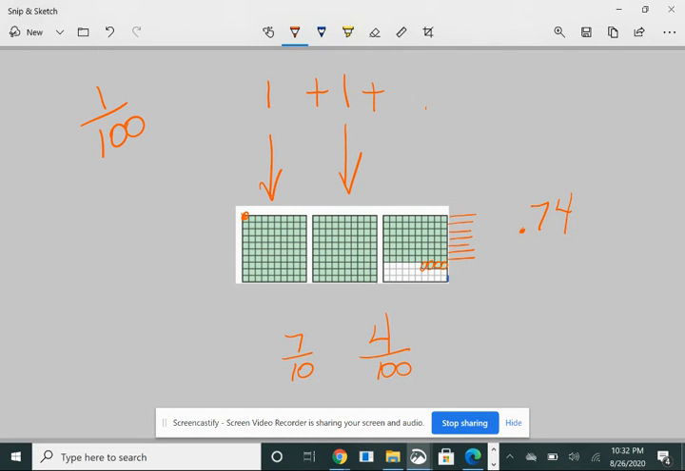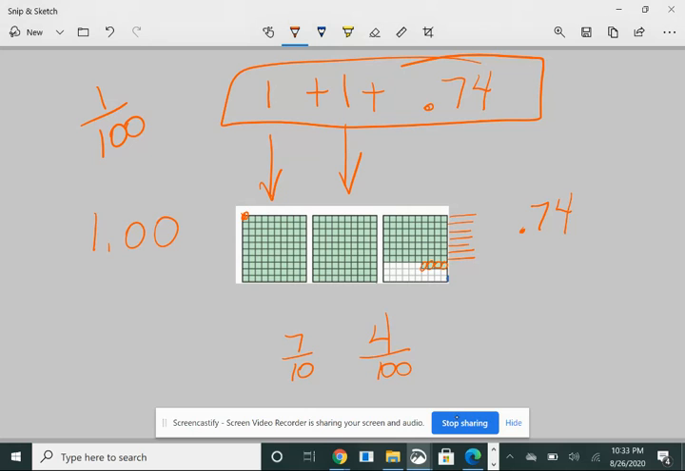Now, if we add this to our 2 wholes, I'm going to write it this way so that you guys can see what I'm doing. This is 1 whole, 2 wholes, and our 0.74 or our 74 hundredths added together. Remember to bring down that decimal, and we have our 2 wholes.